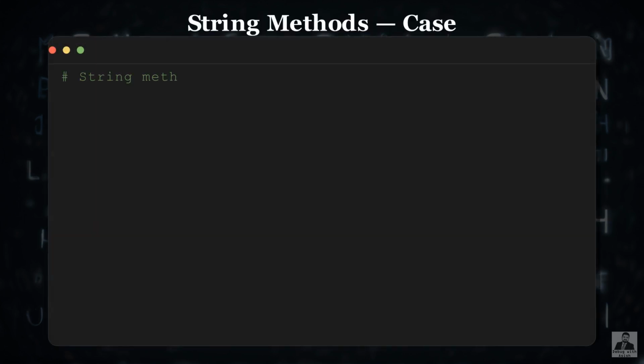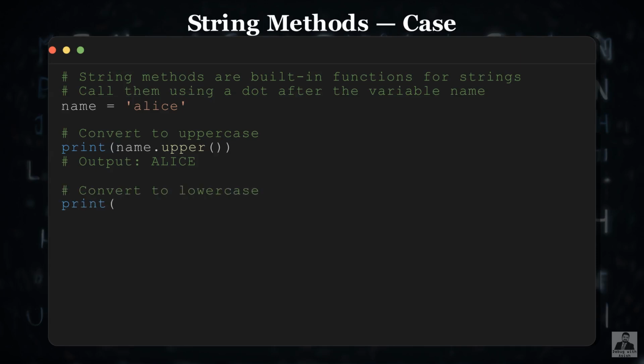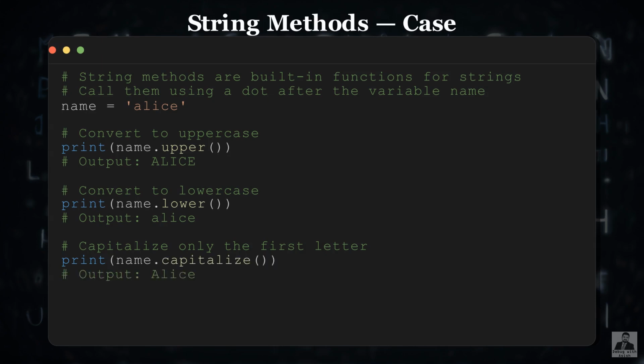String methods are built-in functions that you call directly on a string using a dot. The upper method converts every character to uppercase. The lower method converts every character to lowercase. The capitalize method makes only the first character uppercase and the rest lowercase. One important rule: string methods do not change the original string. They return a new string. The original variable stays exactly as it was.